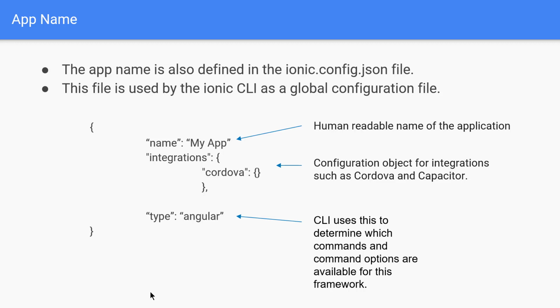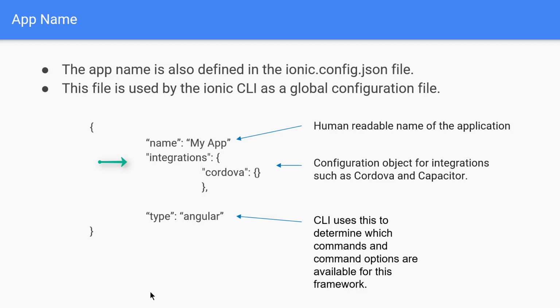The app name is also defined in the ionic.config.json file, also found in the root level of your application. This file is used by the Ionic CLI as a global configuration file. Some of the properties for this configuration file are: it has a name, which is a human readable name of the application. There's integrations, a configuration object for integrations such as Cordova or Capacitor.